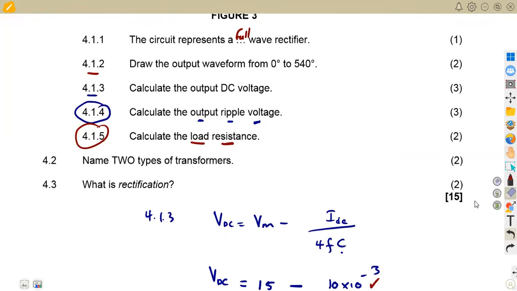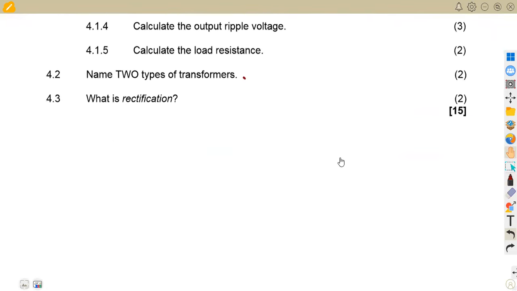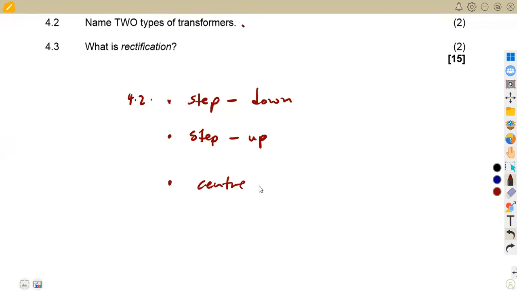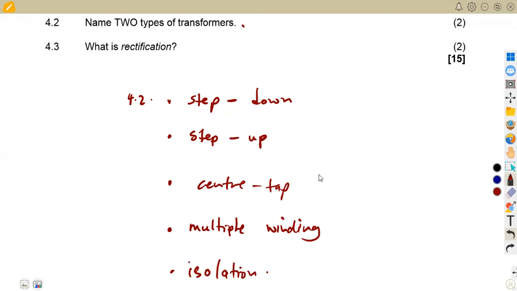And 4.2 is a direct question that we are given. We are asked to name 2 types of transformers. Remember, when you're dealing with transformers, we can be talking of a step down or a step up transformer. We can have a center tap transformer. There are so many types, guys. We can have a multiple winding transformer, or an isolation transformer. So many types that we can actually list. If you have got others, let us know in the comment section so that we can help others also in our revisions towards our exams. All right, so that was it.